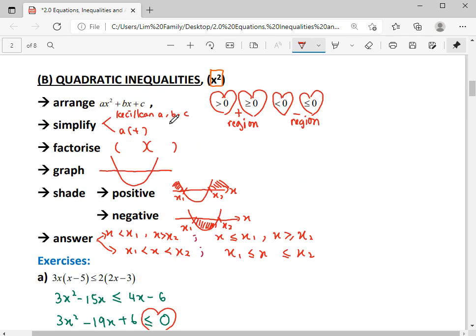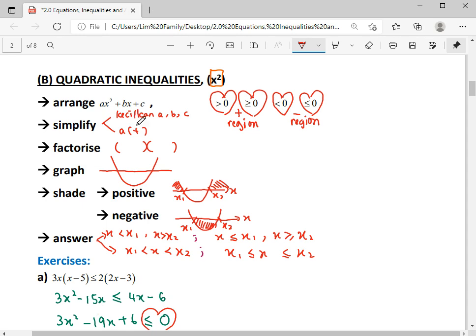So we already had here arrange. Yes, we arrange. So right hand side is whether greater than 0 or less than 0. So follow the question: less than. Then second step, look at your quadratic here. Is it simplified? 3, 19, 6. This ABC doesn't have any common factor, so we cannot simplify it. Means this quadratic is already simplified.